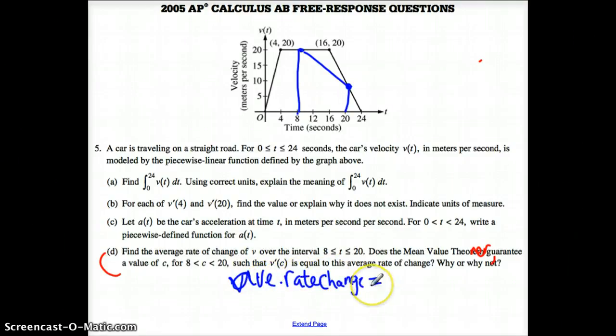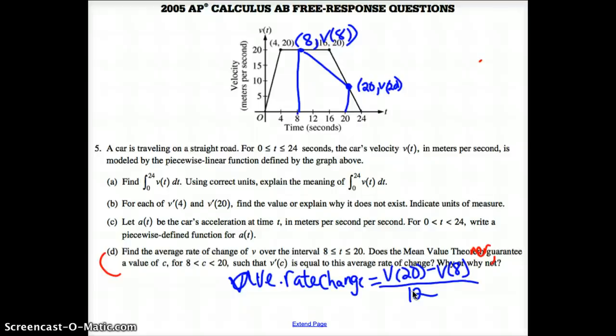And if I went and found it, I'd say, well, I've got my 20 and v of 20, which you can see is 10. And then I've got my 8 and v of 8, which you can see, but I'm going to write it like that. So you would do change in y over change in x, divided by change in y over change in x. And on the bottom would be a nice 12. And again, you're going to get a negative because it's going downhill.